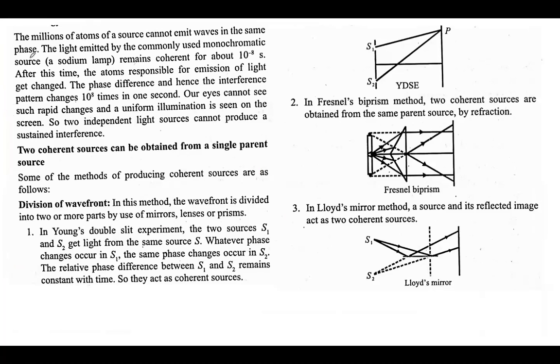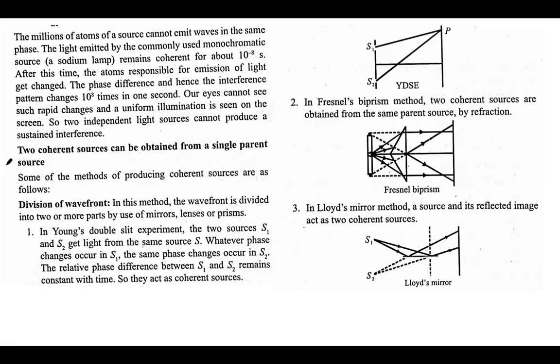The millions of atoms of a source cannot emit waves in the same phase. The light emitted by a commonly used monochromatic source remains coherent for about 10 to the power minus 8 second. After this time, the atoms responsible for emission of light get changed. The phase difference and hence the interference pattern changes 10 to the power 8 times in 1 second. So our eyes cannot see such rapid changes and a uniform illumination is seen on the screen. So two independent light sources cannot produce a sustained interference.